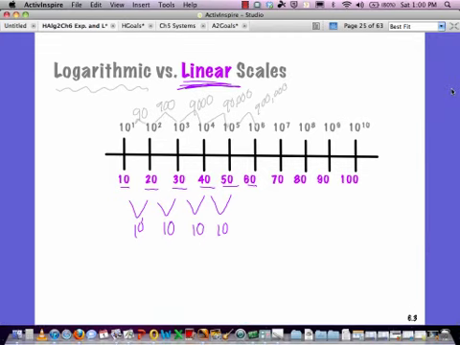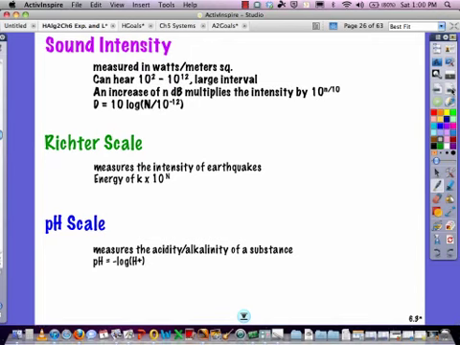So in working with these three scales, you should be able to work with a few situations. So let's look. Sound intensity is usually measured in watts per meter squared. You can usually hear a range of noises between 10 to the second and 10 to the 12th in sound intensity, and an increase of any number n decibels multiplies the intensity by 10 to the n divided by 10 power.